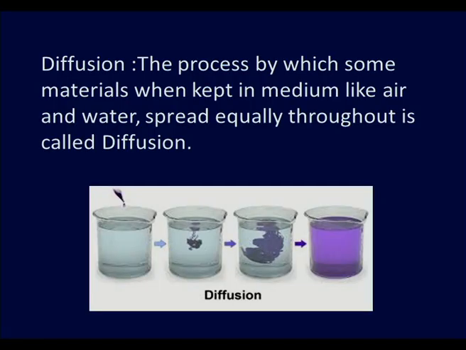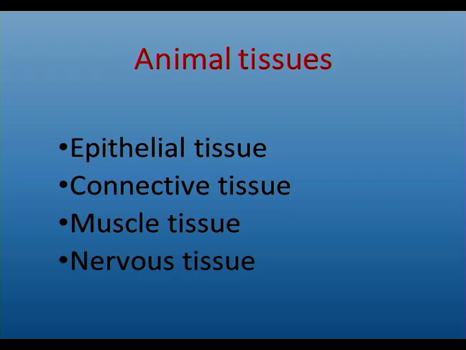There are other processes by which substances move in a medium. Diffusion. Diffusion is the process by which some materials, when kept in a medium like air and water, spread equally throughout. Now, we shall learn about the animal tissues. Animal tissues are of four types: epithelial tissue, connective tissue, muscle tissue and nervous tissue.